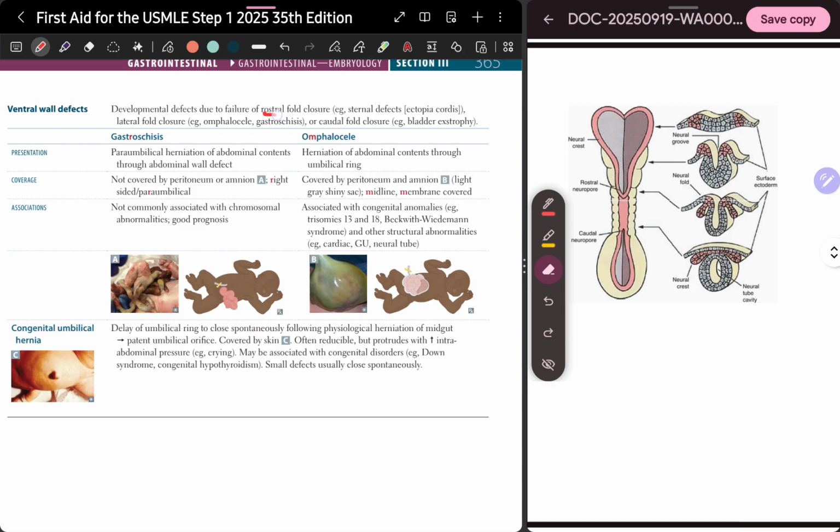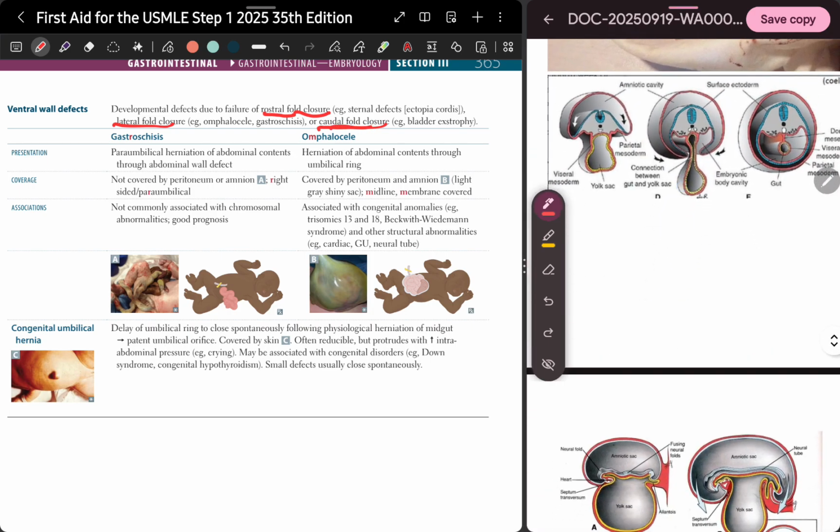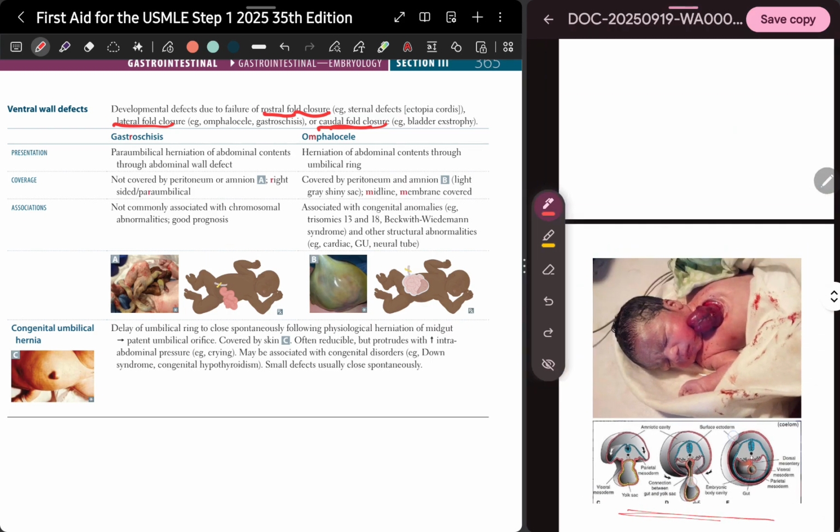What is the rostral fold, lateral fold, caudal fold? These are the three main folds which are going to create problems if we are having ventral wall defect. So here is the rostral neuropore. This is the area where we are going to have the rostral fold closure defect. This is the caudal neuropore. Here we are going to have the caudal fold closure defect, and the next is the lateral fold closure. So this is the area where we are going to have the lateral fold closure defects.